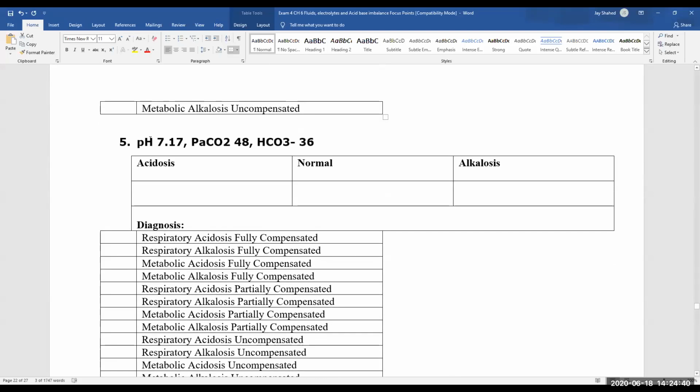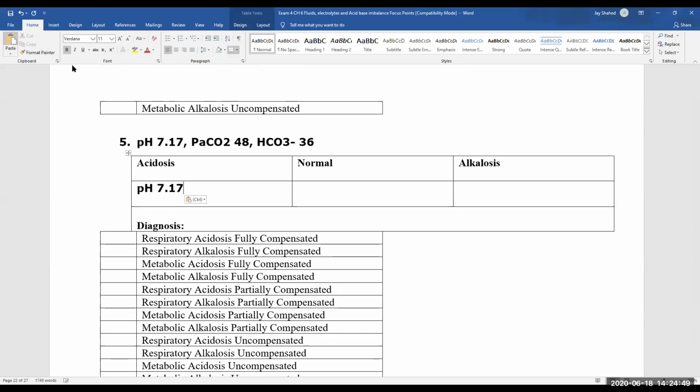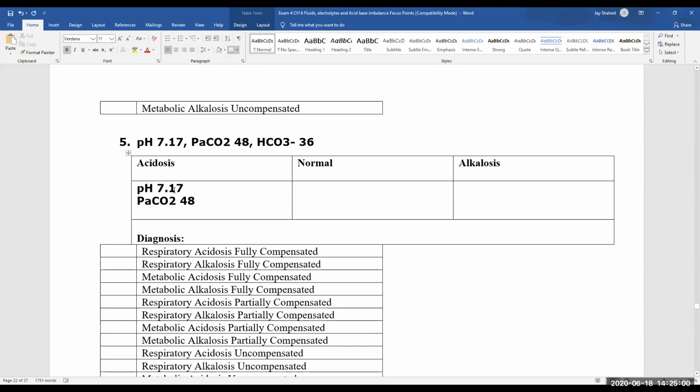How about this? pH is what? Acidic. What about this? Acidic. Is it too acidic or just barely acidic? Barely acidic. 45, so barely acidic. How about this? That's basic. Okay, what's your diagnosis? Respiratory acidosis, partially compensated.